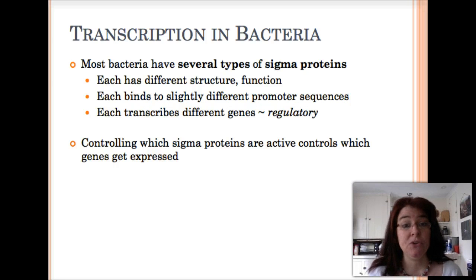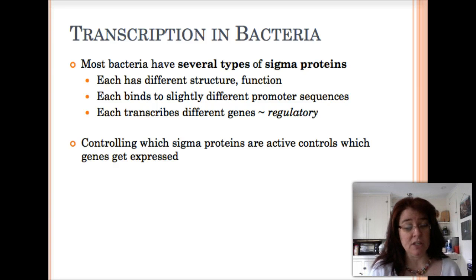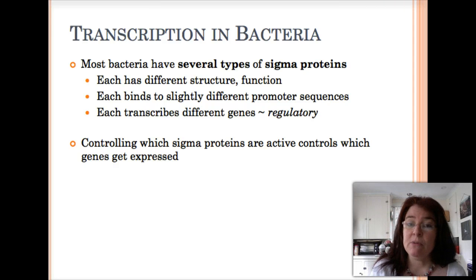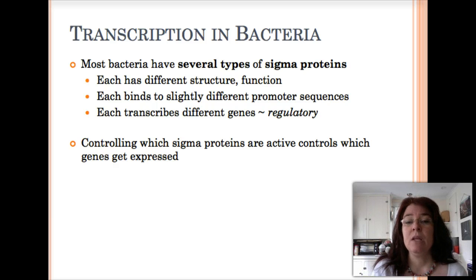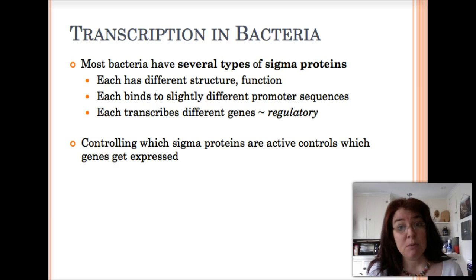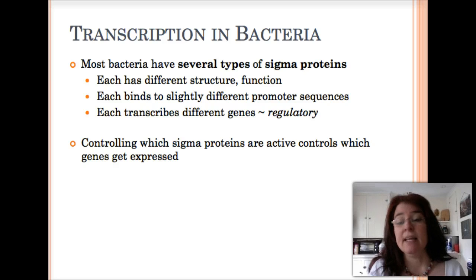A couple of things to note. Most bacteria actually have several different types of sigma proteins. And that makes sense because each one will have a slightly different structure and therefore a slightly different function, and it will allow for slightly different promoter sequences in different regions of DNA. That allows for different genes to be recognized and transcribed at different points in time. By controlling which sigma proteins are produced, the cell can help control which genes get expressed.